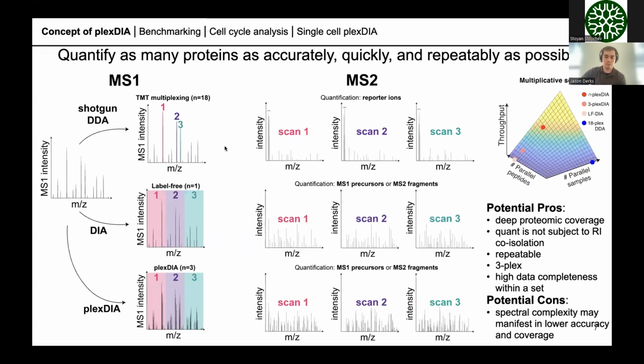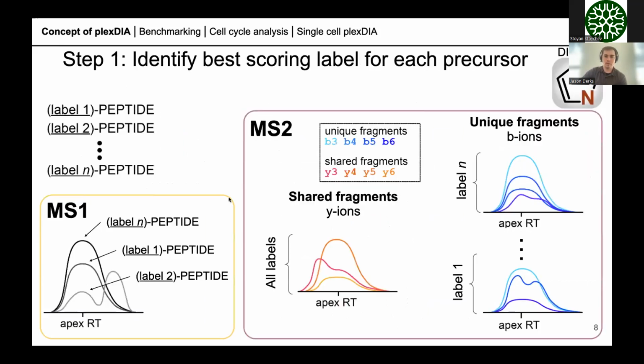Some of the potential downsides, though, would be that you have increased spectral complexity because you are running 3 samples in parallel. This could manifest in lower accuracy because it is more complex, and could result in lower sensitivity, so lower coverage. So these are all theoretical pros and cons. And so we wanted to see how well this could actually work.